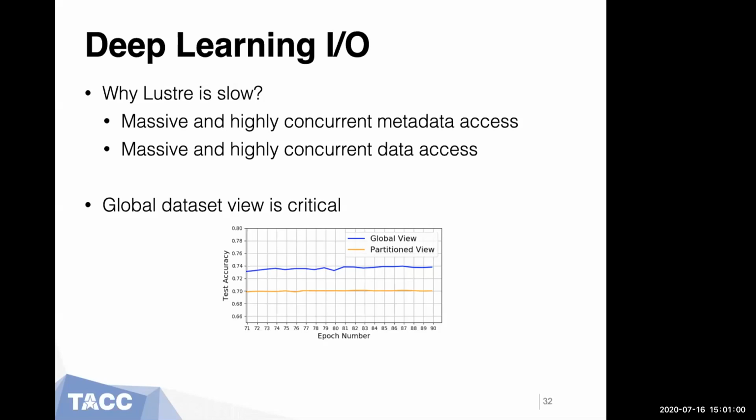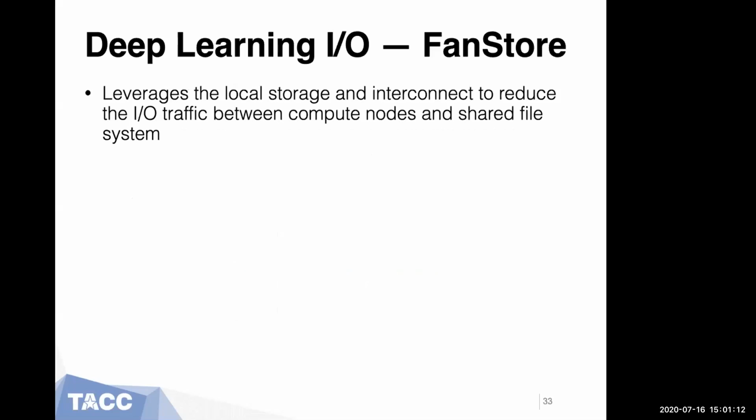That's why people are placing the dataset on the shared file system, because every single node has the identical dataset view. And that will cause some problems, right? So our solution is to leverage local storage and the interconnect to reduce the IO traffic between compute nodes and the shared file system. The nodes on our machine have some local storage space.